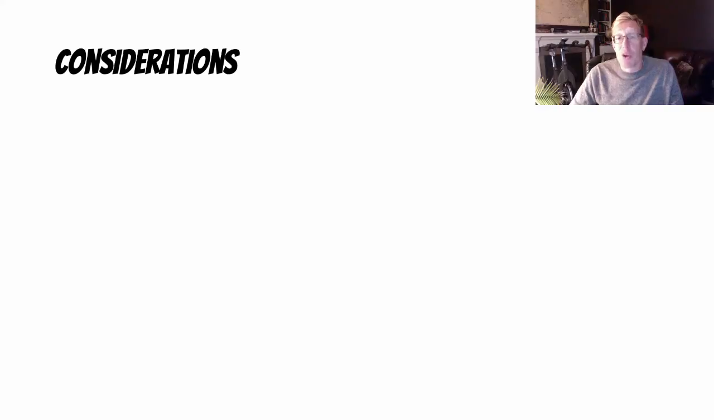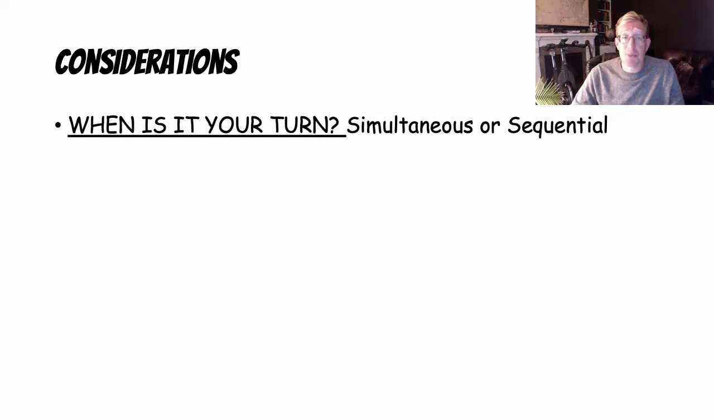So furthermore, when we're building a game, when we're looking at a game, there are certain considerations that we have to take into account. One is, when is it your turn? So this would be in the instructions of the game. How do we play the game? And sometimes games are simultaneous, which means you have to make a choice at exactly the same time as your opponent. Think about the game rock, paper, scissors. So we go rock, paper, scissors, shoot.